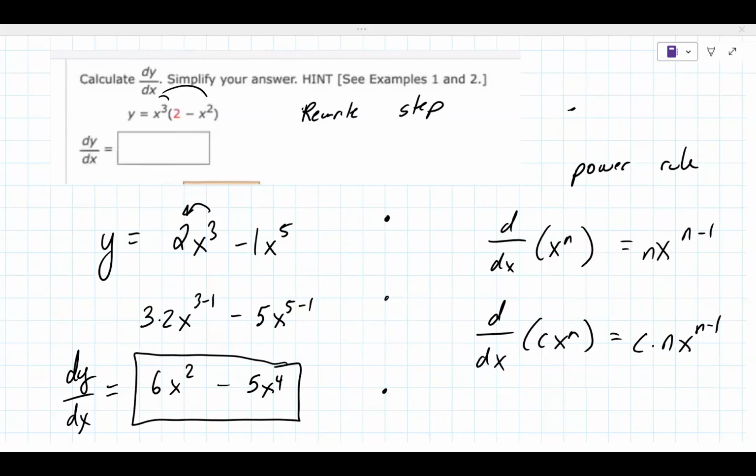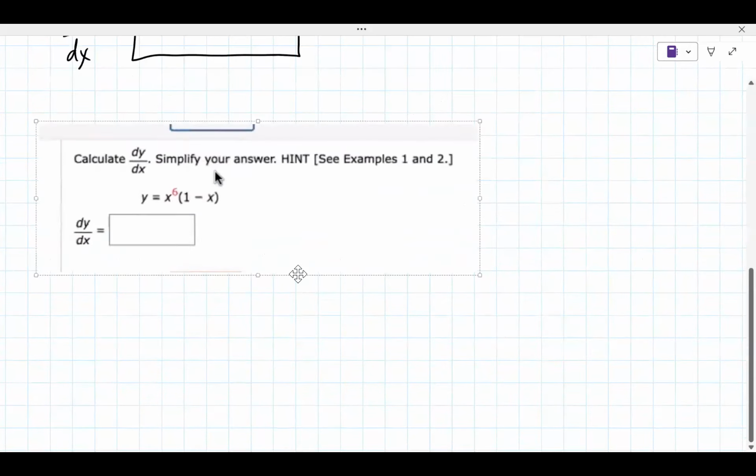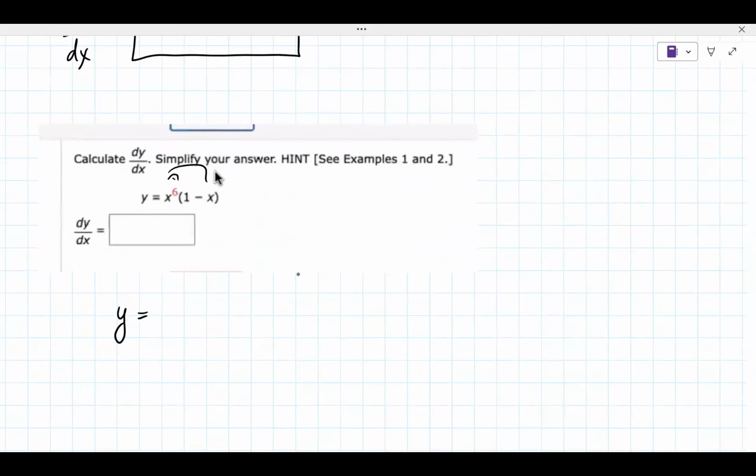So next one is very similar. You will distribute in. So this x to the 6 is going to go into both. So it's y equals x to the 6 minus x to the 7th, like that. So there's really a 1 there. So when you multiply, you add exponents, it's just a rewrite step. There is no calculus yet.